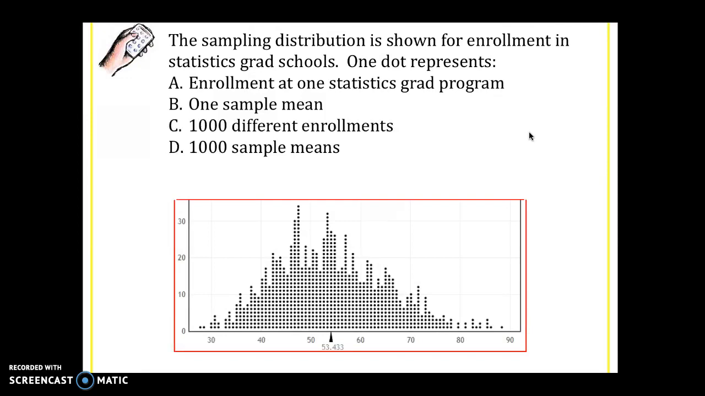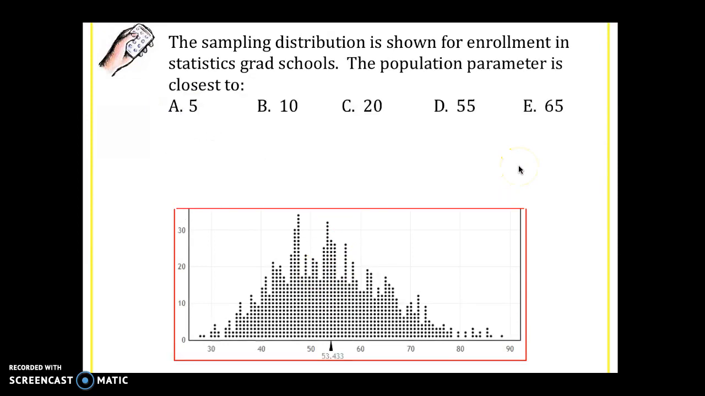Well, we're looking at a sampling distribution, so each dot represents one statistic from one sample. So we get B. Each dot represents one sample mean. There are lots and lots of different sample means displayed in the sampling distribution dot plot.